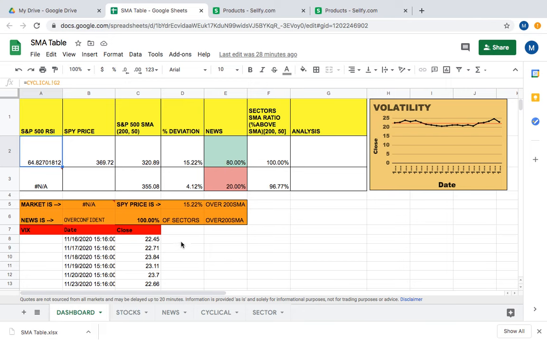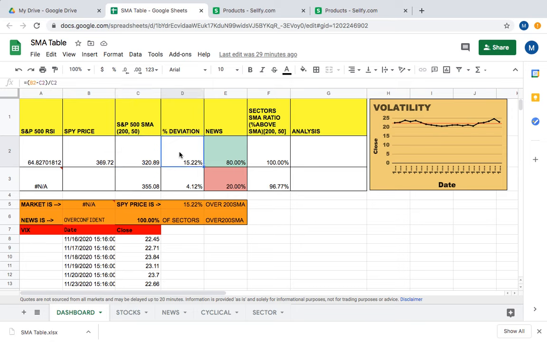So this combines different metrics from the other four tabs that you see down here at the bottom. So we've got the relative strength index. This analyzes the relative strength index right now of the S&P 500 is what I have plugged in for it. As you see here, it'll give you the price of SPY. That's the ETF that tracks the S&P 500. Here we've got S&P 500 simple moving average. I've got the 200-day and the 50-day moving average.